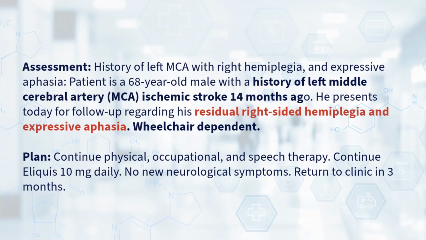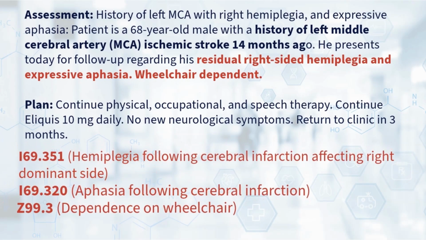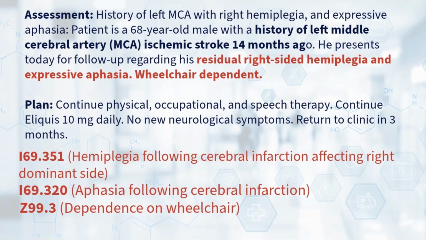So for this scenario, we would assign I69.351 for hemiplegia following cerebral infarction affecting the right dominant side, and I69.320, which is for aphasia following cerebral infarction. And we can also assign Z99.3, which is for dependence on wheelchair.